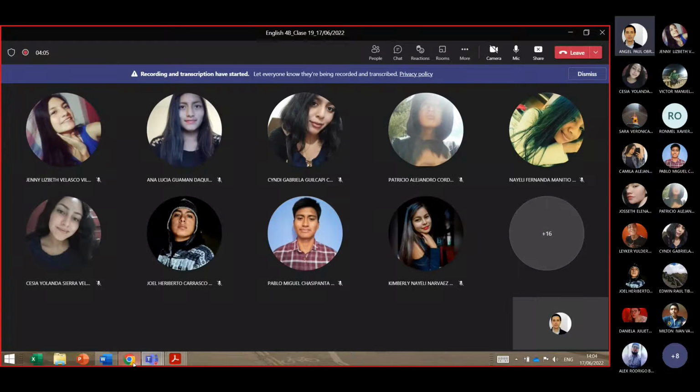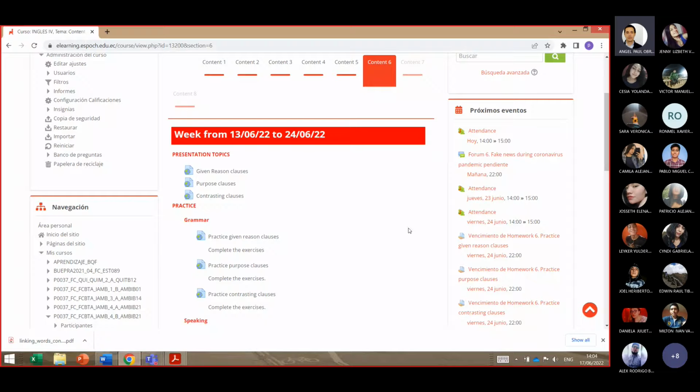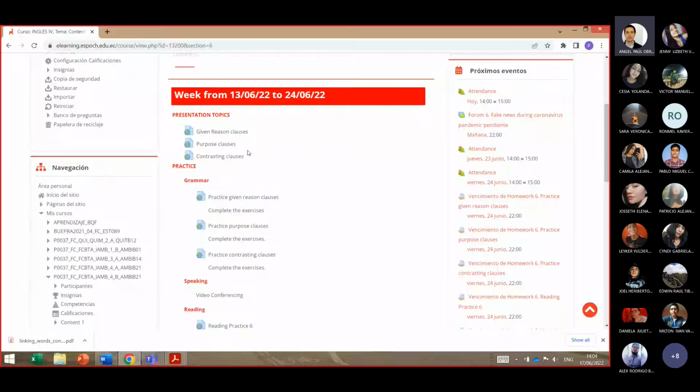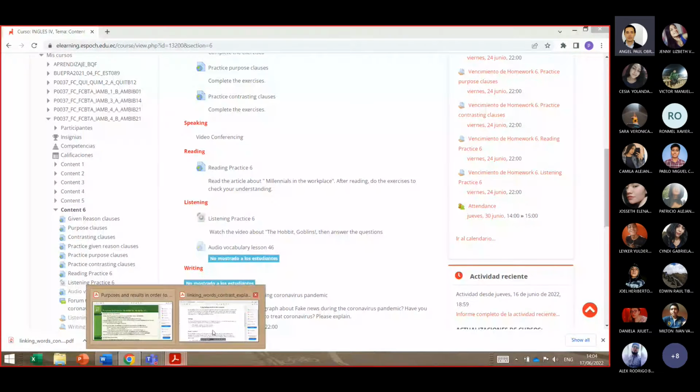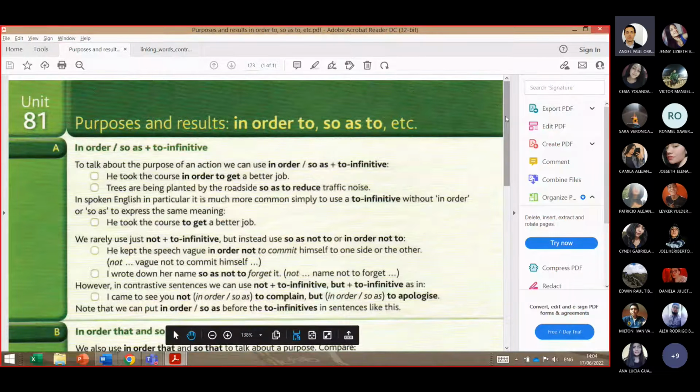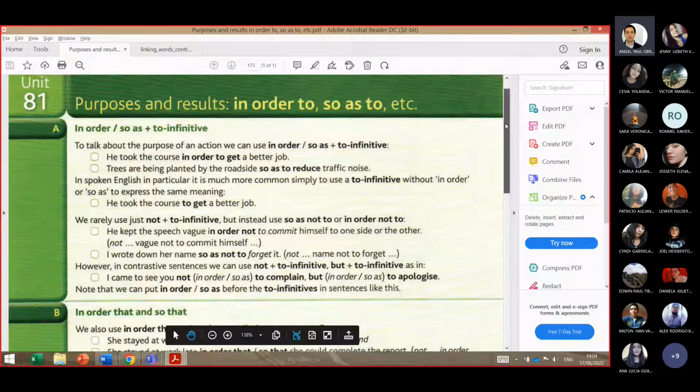Okay. Right. So we're going to continue with the linking words, and today we're going to learn how to use purpose clauses and contrasting clauses. So for that, I have this information that you can find in Moodle. Okay.